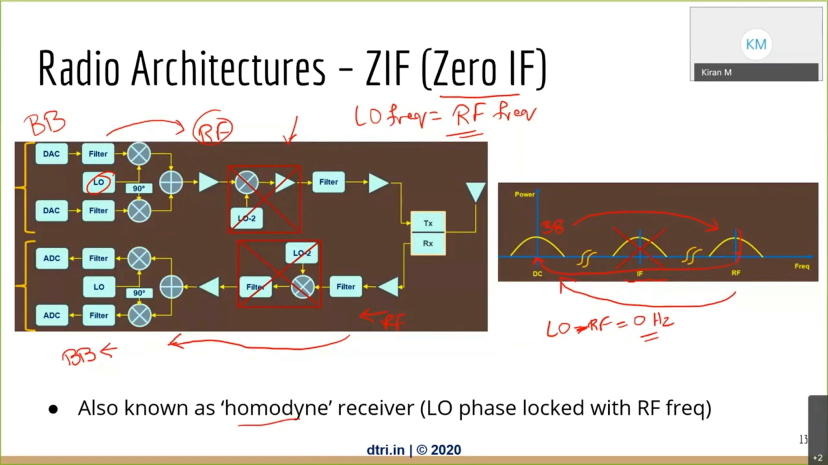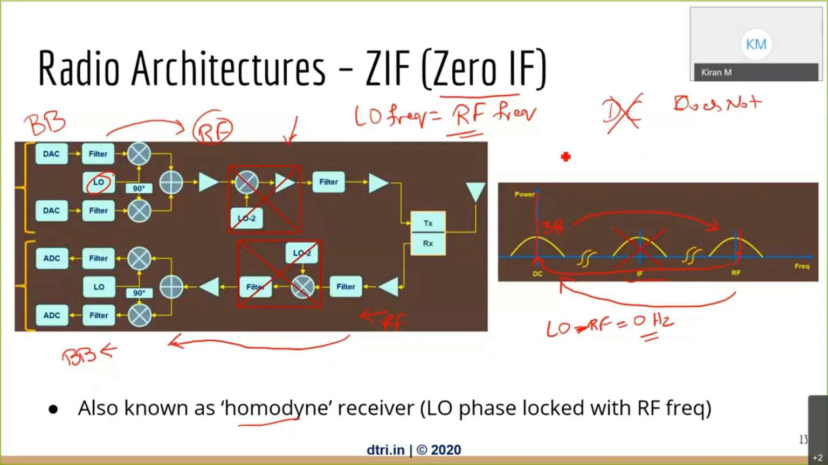Now there is one disadvantage with zero IF that we have to overcome. What is the disadvantage? When we do the down conversion from RF to DC, your carrier falls directly on the DC. Now in communication systems, we don't need DC. Why? Because DC does not carry any information. So we have to eliminate DC. It just consumes power, but it does not carry any information.